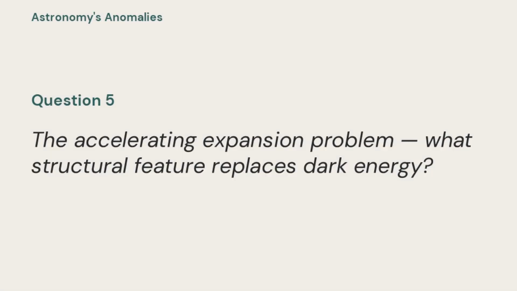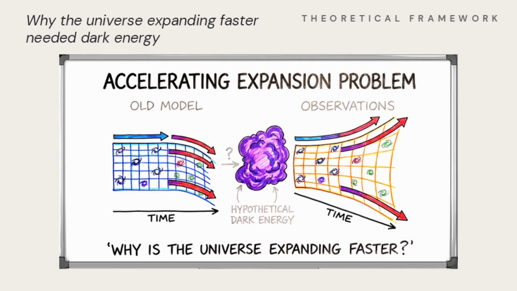Question 5. The accelerating expansion problem. What structural feature replaces dark energy? Observations of Type 1a supernovae in the late 1990s established that the expansion of the universe is accelerating, increasing in speed rather than slowing under gravity, as standard models had predicted.